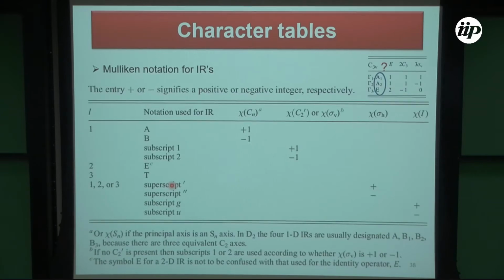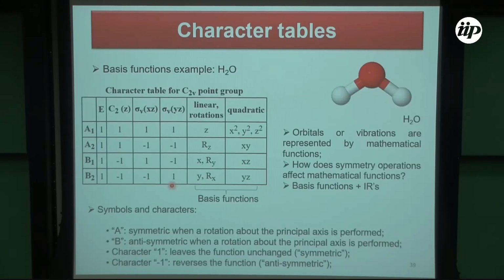Okay, so this is quite useful because if you know how to read the character tables, just at a glance you look at the character tables and you pick some information that is just encrypted there. Okay, let's do now the basis functions. The basis functions are very important because most of the selection rules you just find from the basis functions. So let's go.